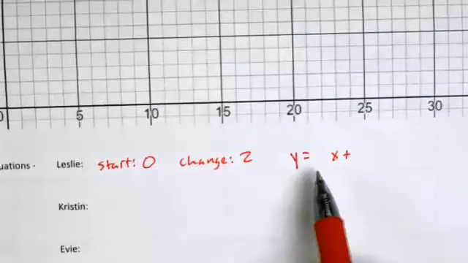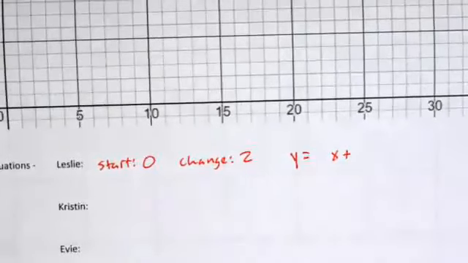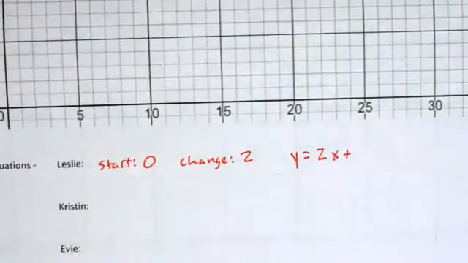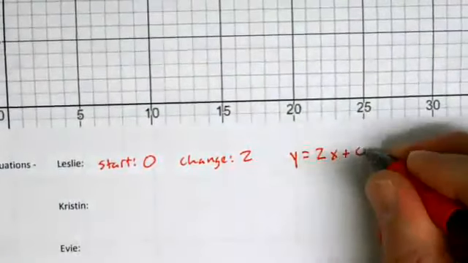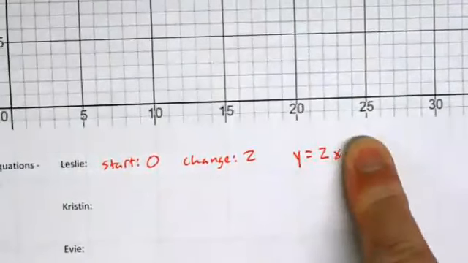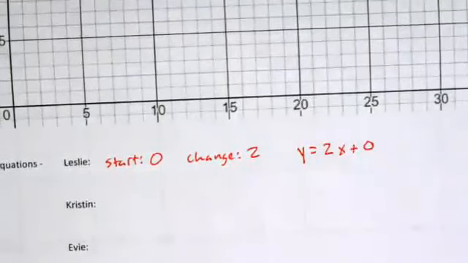Which one's going to go in front of the x here? The 2, because the change is always attached to the x. And then the start value is at the end, it's not attached to the x. So y equals 2x plus 0. And do we really need that plus 0 on there? Could we just write y equals 2x? That would work. That would be just fine.